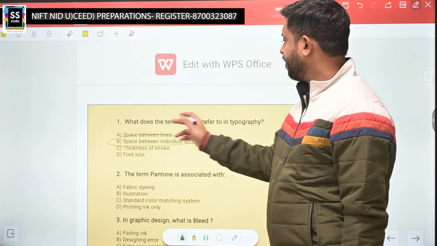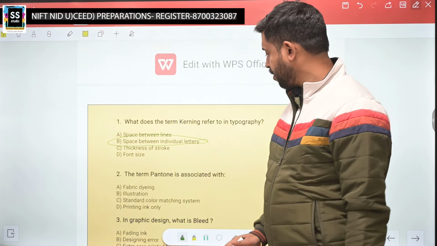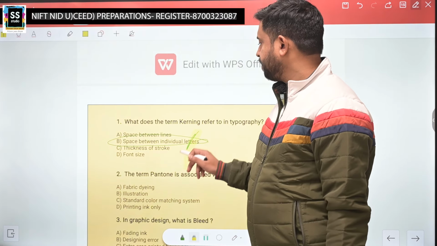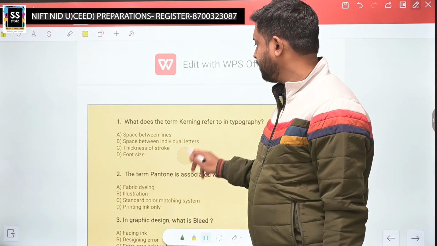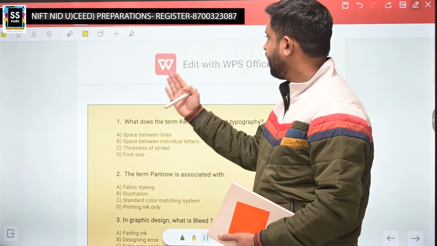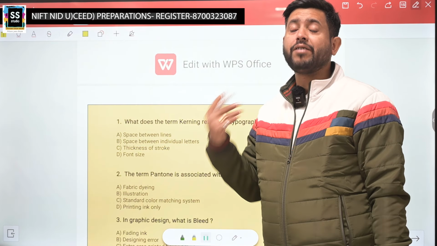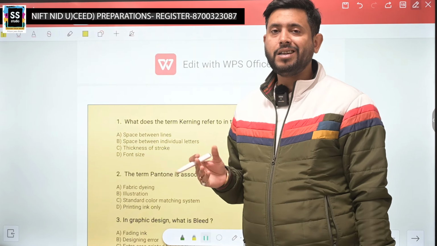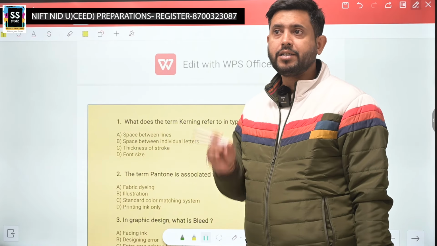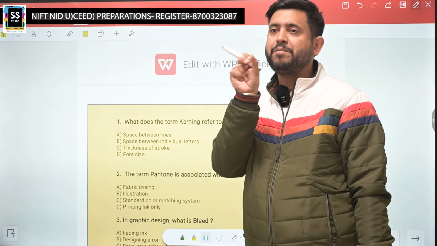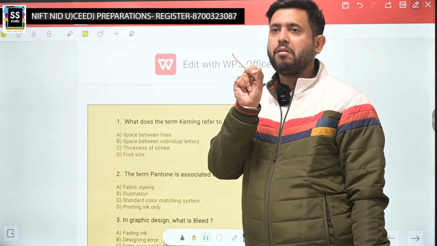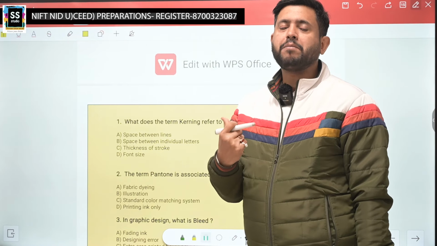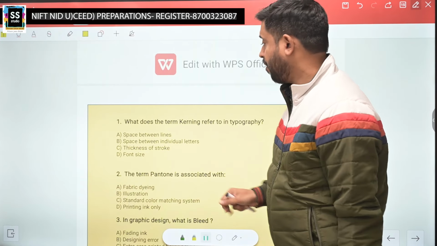what does the term kerning refer to in typography? Now, kerning, what do you understand by kerning? Basically, kerning means space between letters. If you have seen posters, magazines, or if you have worked on graphic design, you place the letters and you always keep a space of 2 mm or 0.5 mm, which decides the outcome of that particular design. That's called kerning in typography.